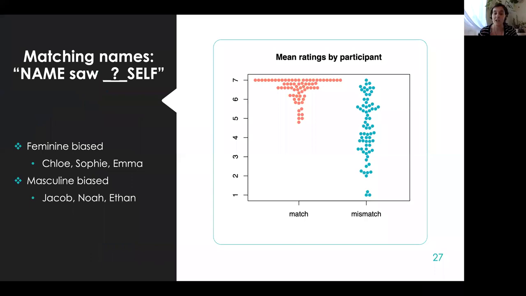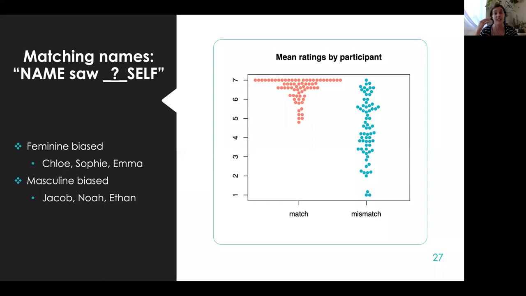And here on the left are the matched ratings by participant, and on the right are the mismatched ratings by participant. Unsurprisingly, matching ratings are all very high. Strangely enough, though, the mismatch ratings span the entire scale. Some people rated mismatched sentences consistently at the bottom of the scale, but some people rated them consistently at the top of the scale, and it's a fairly even distribution from the top to the bottom. So what's going on with that?